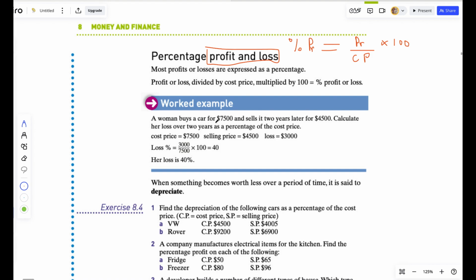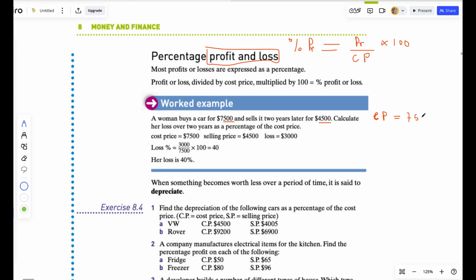Now, a woman buys a car for $7,500 and sells it 2 years later. Of course, when it's 2 years later, it's now a second-hand car, so the value will reduce. Sells it 2 years later for $4,500. Calculate her loss over the 2 years as a percentage of the cost price. Okay, we want to calculate her loss. First of all, your cost price is bigger than your selling price because you bought the car for $7,500. So your cost price is $7,500. This is how much the woman bought the car.